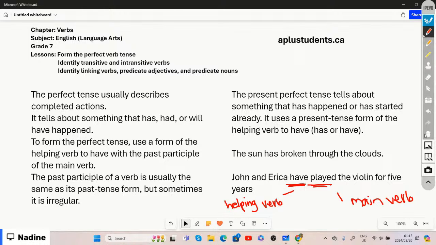All right, so that is basically the present perfect tense. It tells you about something that has happened or has started, and it uses the helping verbs has or have.